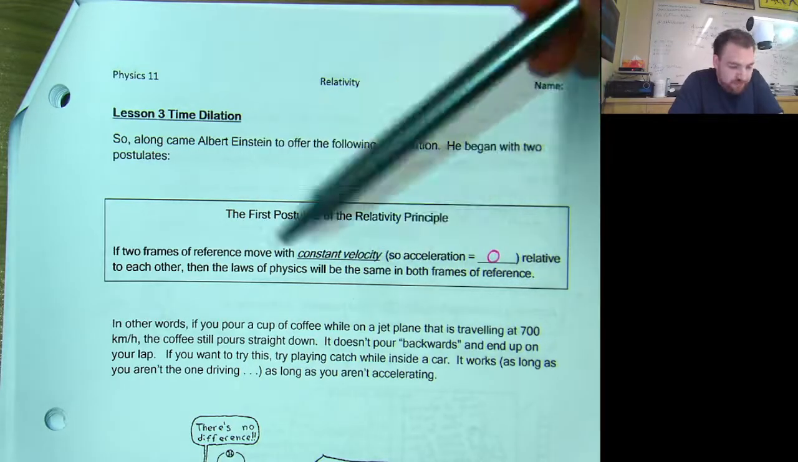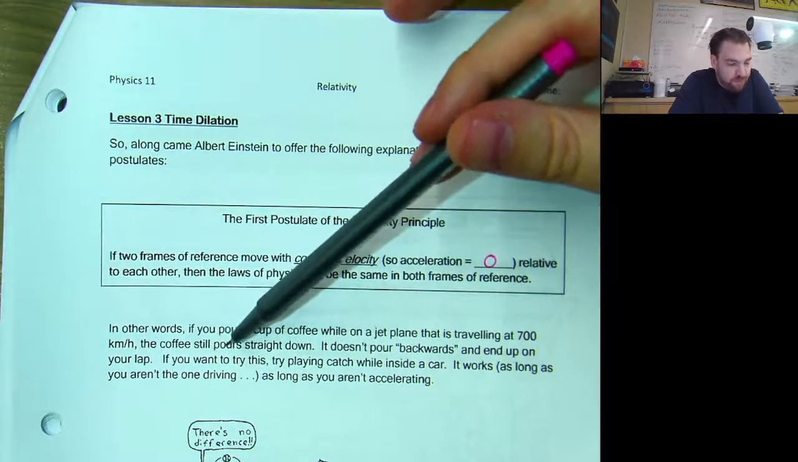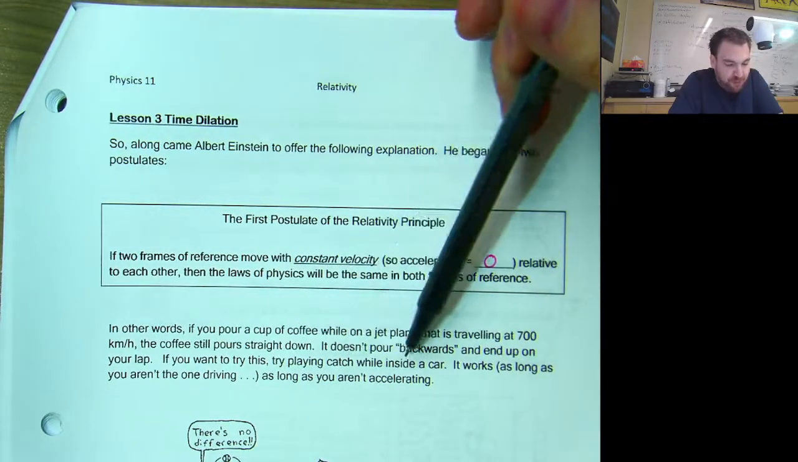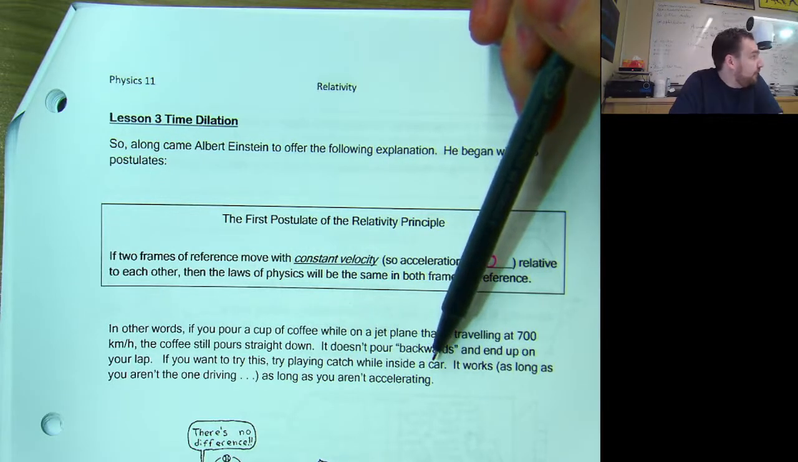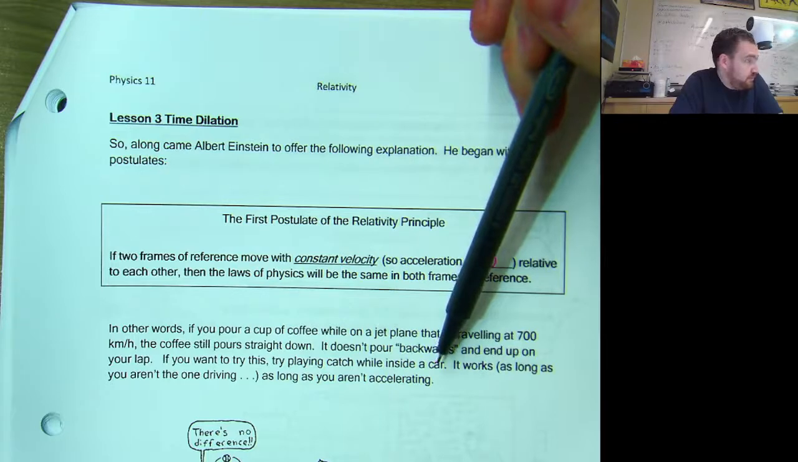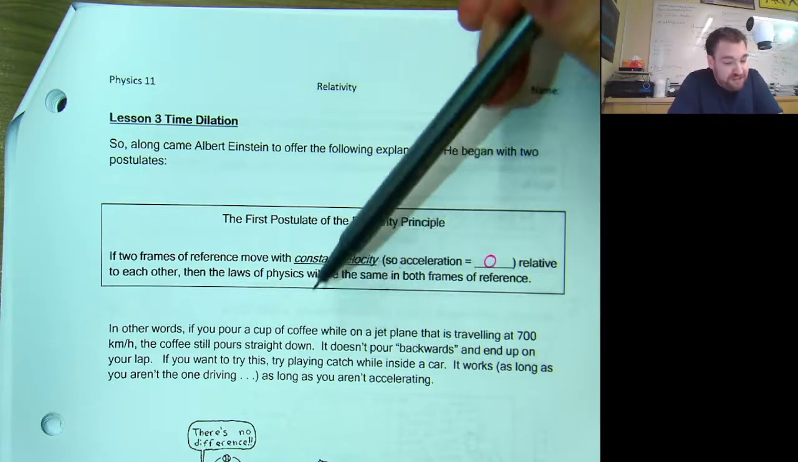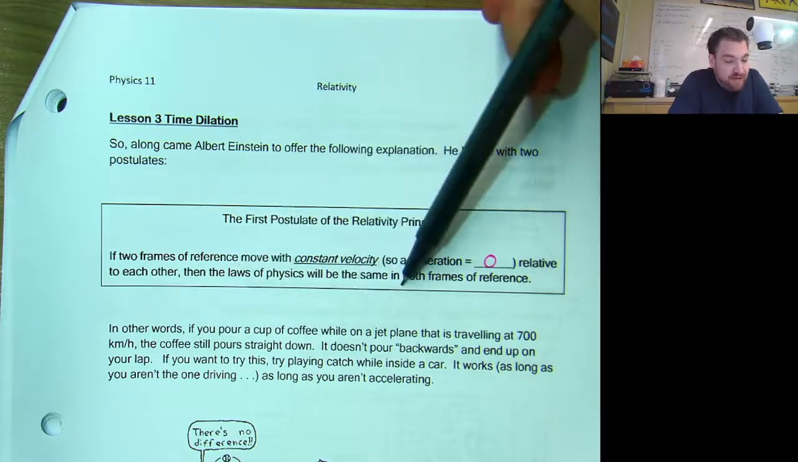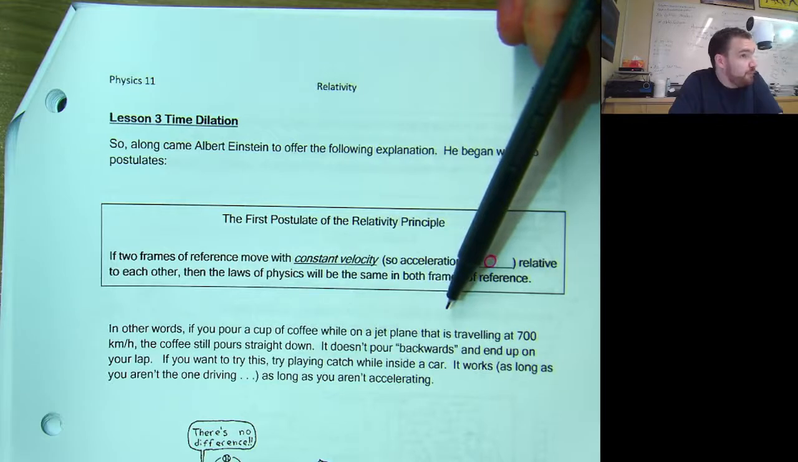In other words, if you pour a cup of coffee while on a jet that is traveling at 700 kilometers per hour, the coffee will still pour straight down. It doesn't pour backwards. If you poured it out the window of the plane, relative to you, what are you seeing the coffee do? Flow backwards. What it says is in both reference frames. So you can't jump from reference frame to reference frame. You have to remain within the reference frame.